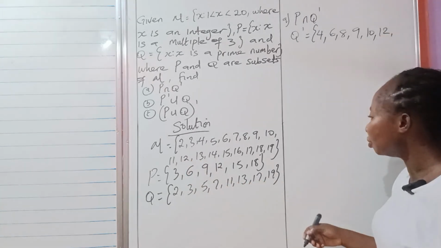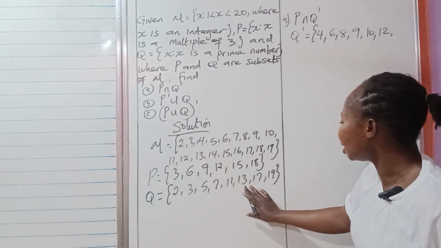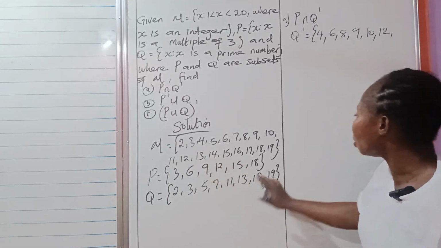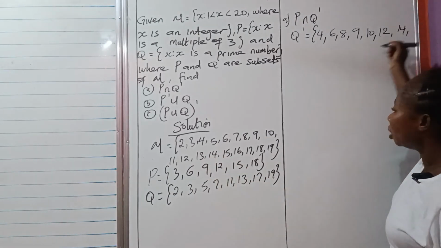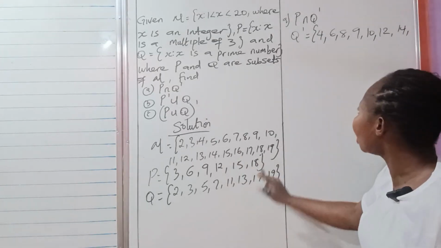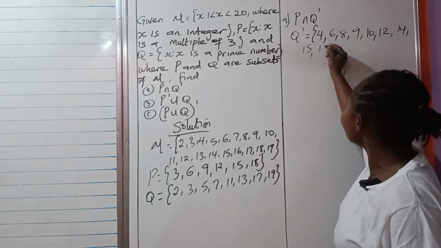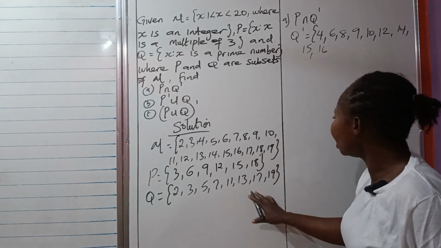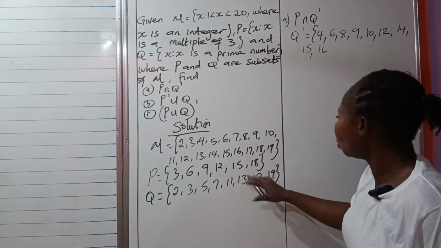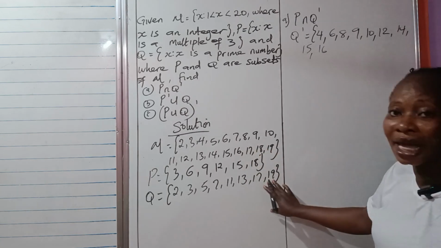I believe you are following. There is 13 here, 13 is in q. 14 is here, 14 is not in q, so we pick 14. Then 15 is here, 15 is not in q, so 15. 16 is here, 16 is not in q, so 16. Then 17 is here, 17 is in q, so we neglect that one. 18 is here, 18 is not in q.